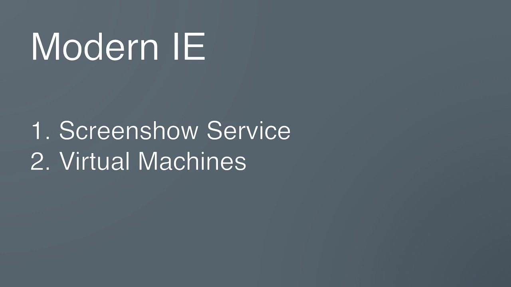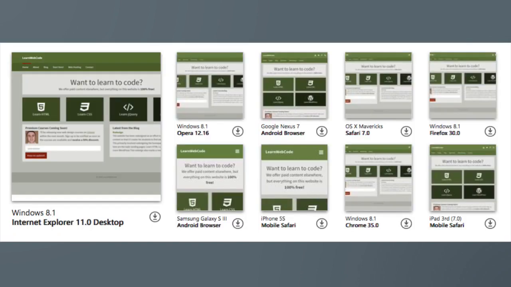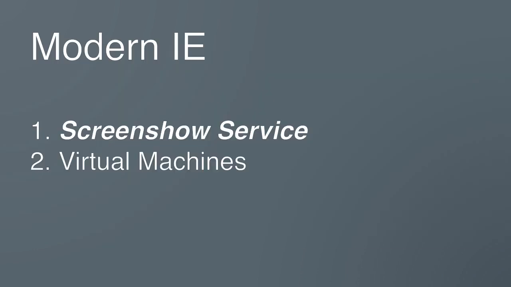Let's begin with the screenshot service. So when you visit the modern.ie website, you can paste in the URL of any website, and modern.ie will spit back screenshots of the URL that you entered as seen by all sorts of different browsers and devices. Currently, the modern.ie website will deliver screenshots viewed through the newest version of Internet Explorer, a Google Nexus, a Samsung Galaxy, an iPhone, an iPad, and even a screenshot of Safari running on Mac. This is great. Screenshots can be very helpful.